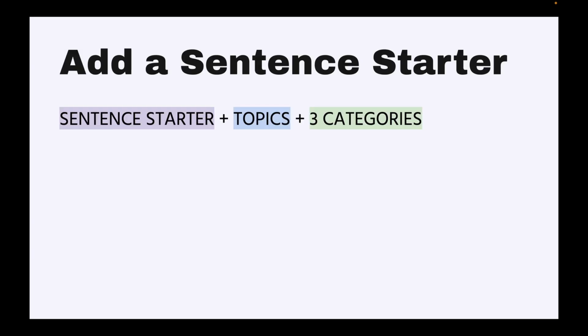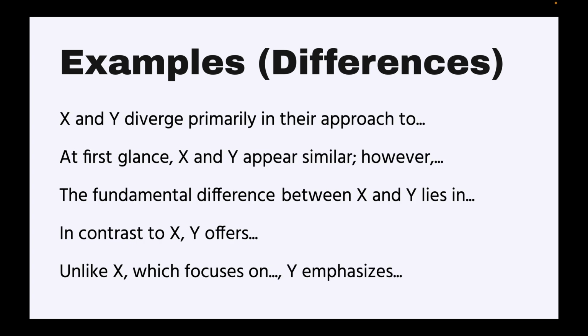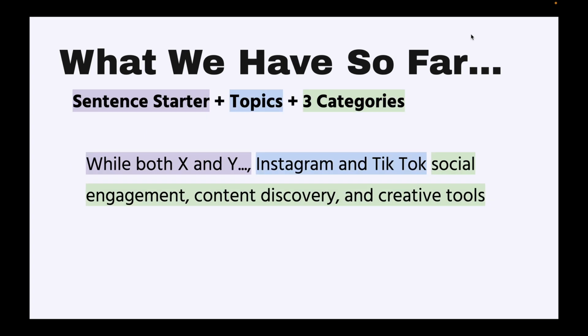The first solution we need to focus on is to actually add a sentence starter. So our format would be sentence starter plus our topics plus our 3 categories. I have some examples here of some similarities, sentence starters that seem to highlight the similarities between both of your topics. You can pause here if you want to look at these in more depth. And I have some examples that will highlight the differences between the 2. Again, you can pause here and take a look at these if you want. Now, what I have so far is I've chosen the sentence starter while both X and Y, my topics remain the same, as well as my 3 categories.